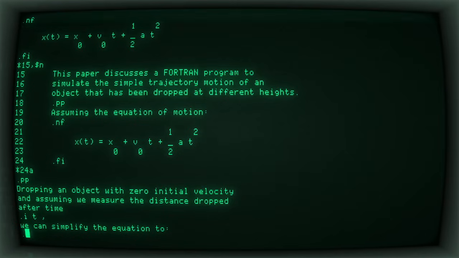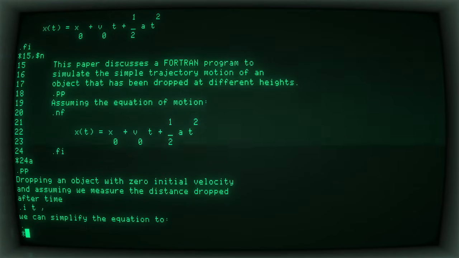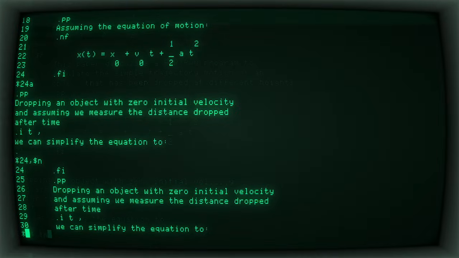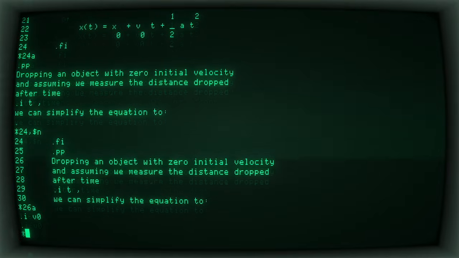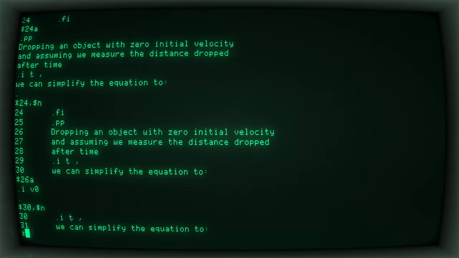Let me back up a little bit. So 24 until the end of the file is that. So I want to actually put in initial velocity. So I'll do 26 append, and I'll put in italics V0 there. All right, so should be now 31 should now be the last line. We'll do 30 comma the end of the file. We'll number those out. And yep, so we can now simplify that.